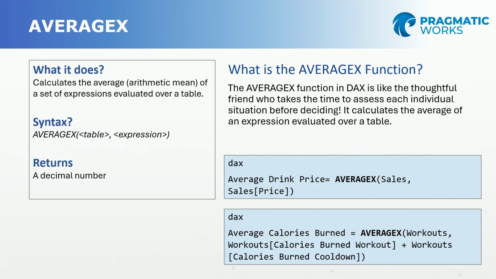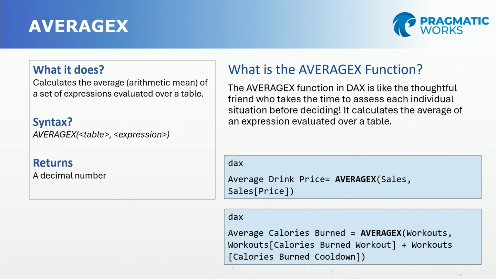The AVERAGEX function is kind of like a very thoughtful friend that you have, and they assess all of the details of a situation before deciding the best, most middle ground, kind of neutral option. We are going to calculate the average, but we're going to see it with any iteration that we need across a table. We can define the expression.